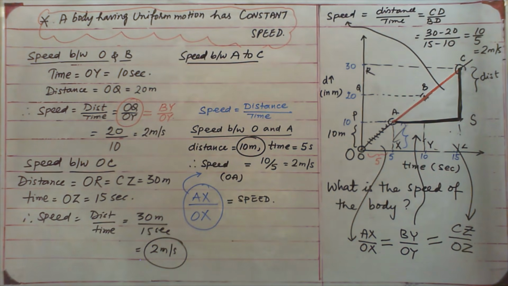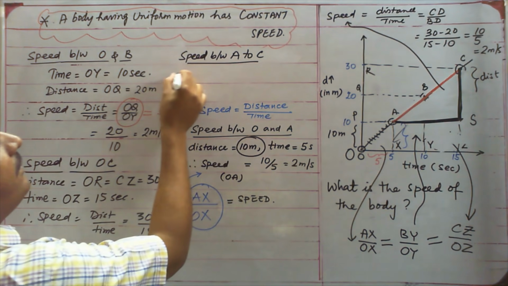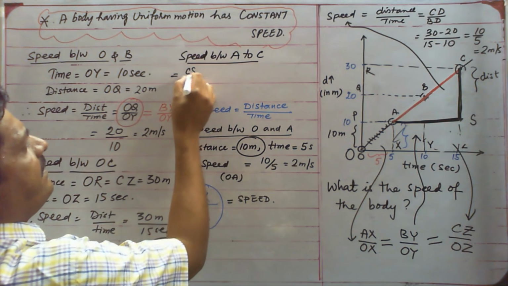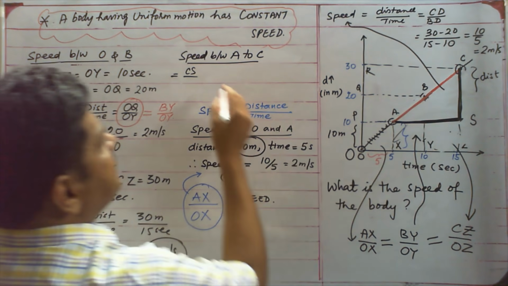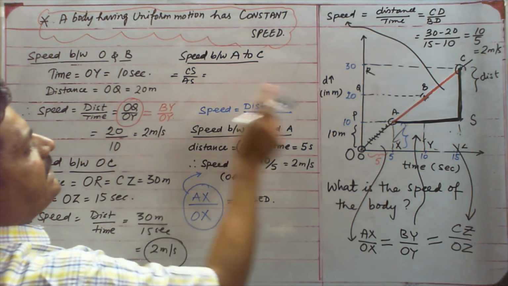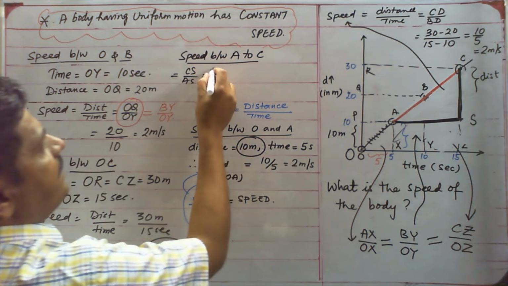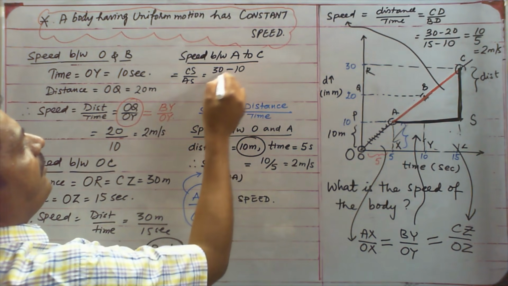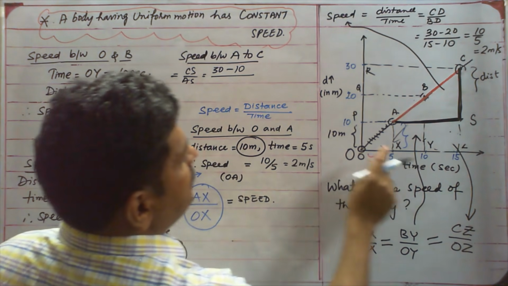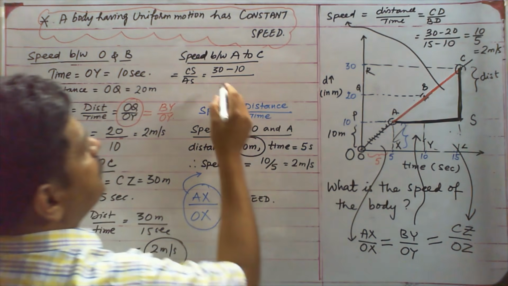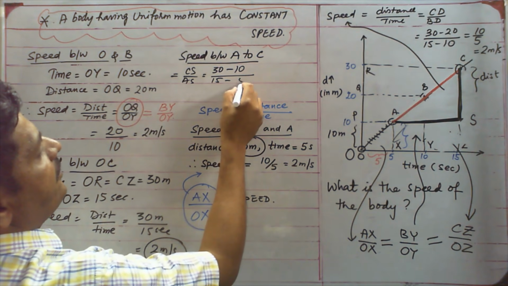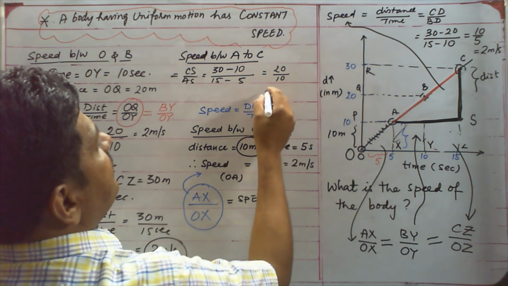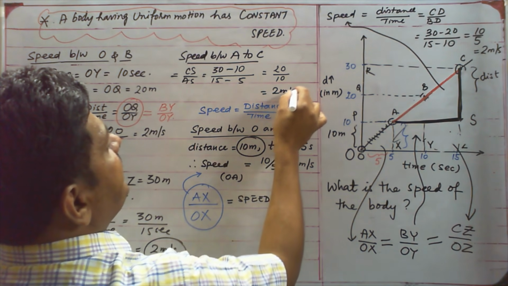Speed between A to C would be equal to distance by time. Distance is CS, time is AS. What is CS? C point corresponds to 30, S point corresponds to 10, divided by AS. A corresponds to 5 and S corresponds to 15. So it is 15 minus 5. So it is 20 by 10. So we get 2 meter per second again.